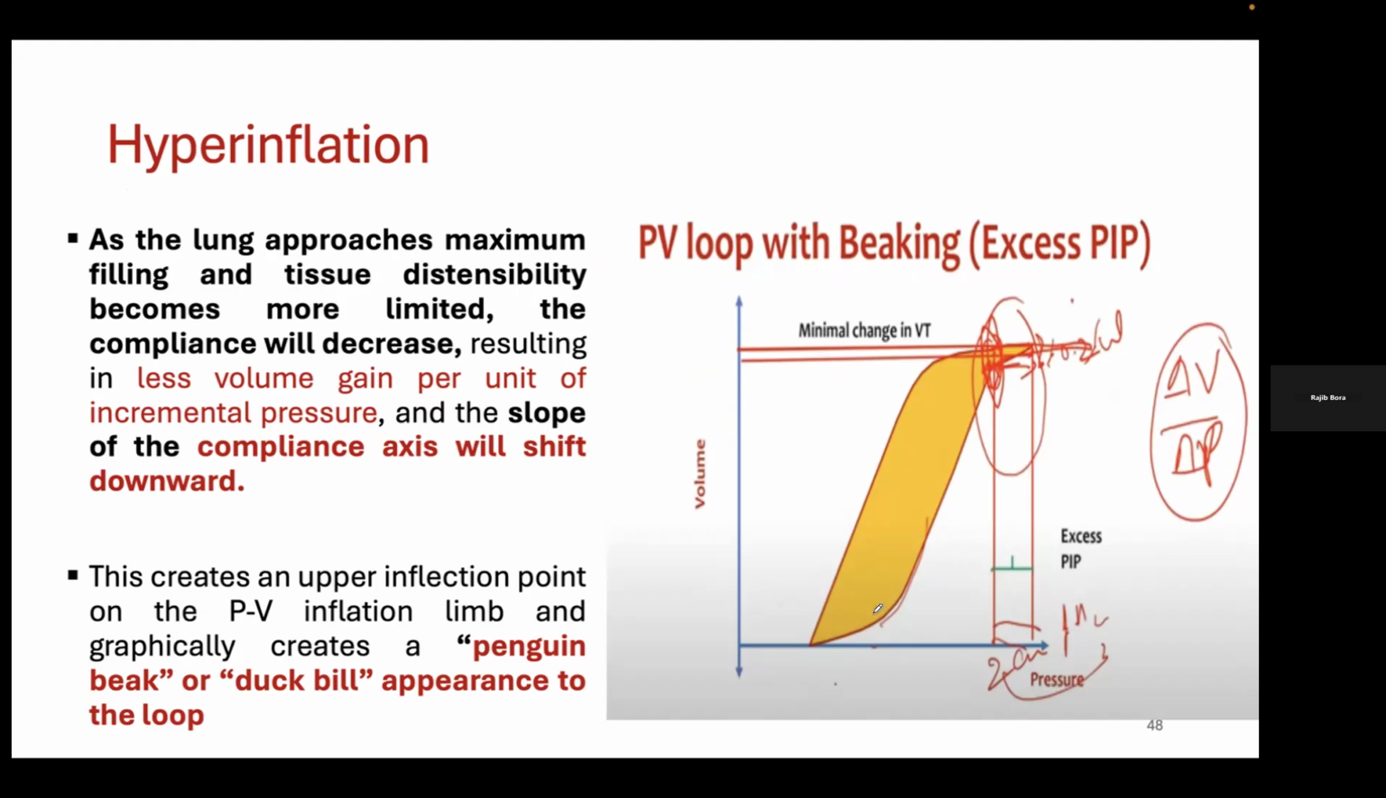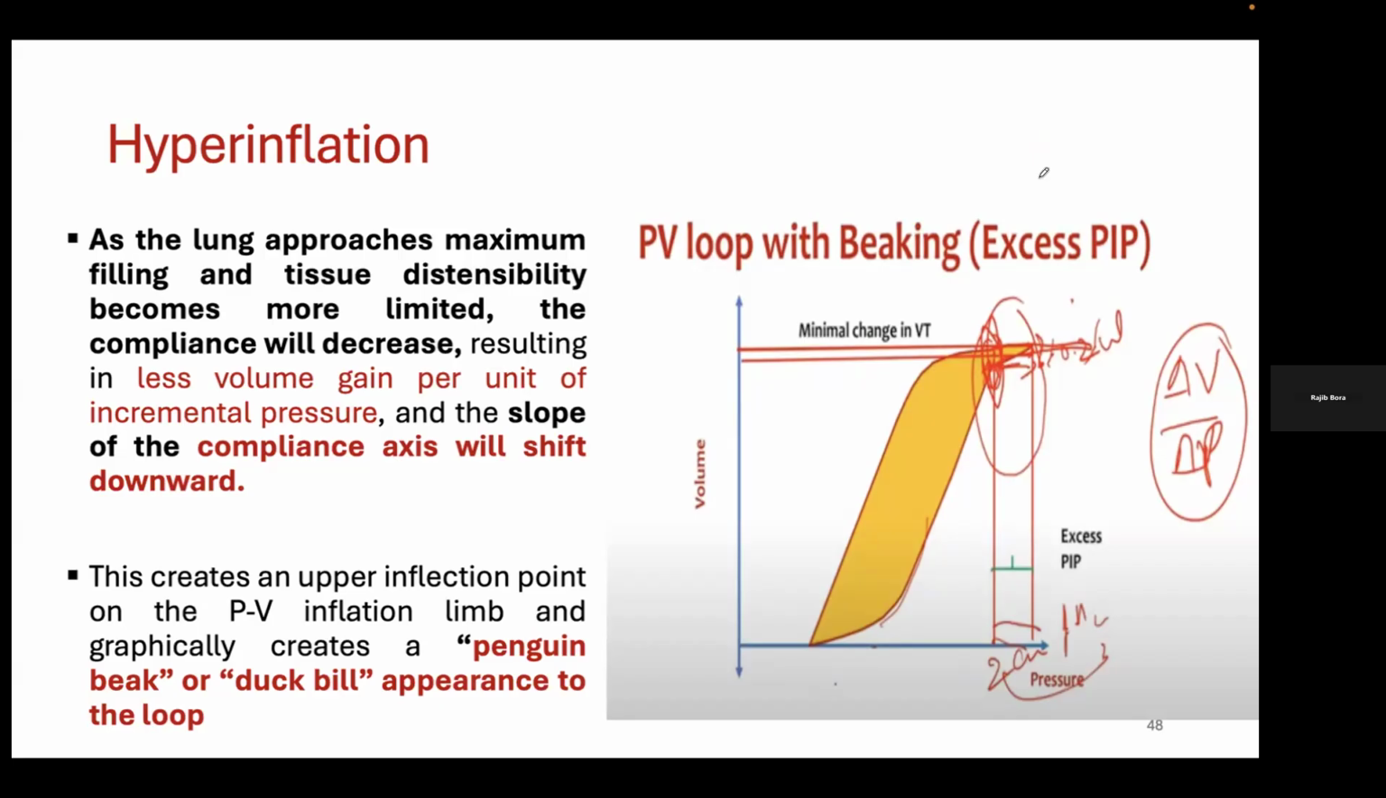So this volume will keep on increasing, but definitely it cannot increase beyond a certain point. Suppose we have given this much amount of pressure and we have achieved this much volume. But from that point, if we keep on increasing the pressure, it is not going to result in a significant difference in your volume. The volume will almost remain the same or there will be minimal change in volume, but we are giving unnecessary pressures to that patient. So ultimately, it will lead to hyperinflation, and also injury to the lung. So we need to be careful.